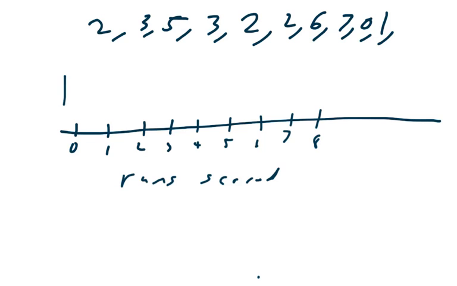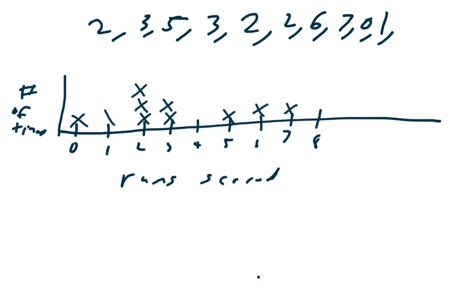Over here will be the number of times. Every time I make a graph, I want to label my axes, and so I'm just going to run through just like we did in class: 2, 3, 5, 3, 2, 2, 6, 7, 0, 1. And so this is what a dot plot would look like. Now, that's how you make a dot plot.